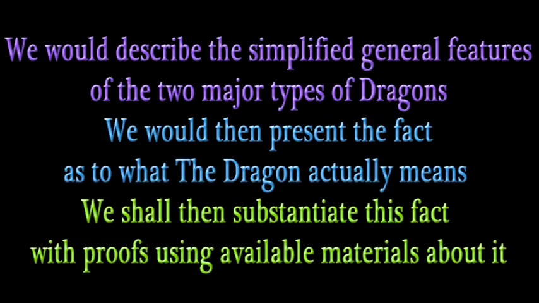The sequential method of presentation of this video is as follows. We would describe the simplified general features of the two major types of dragons. We would then present the fact as to what the dragon actually means. We shall then substantiate this fact with proofs using available materials.